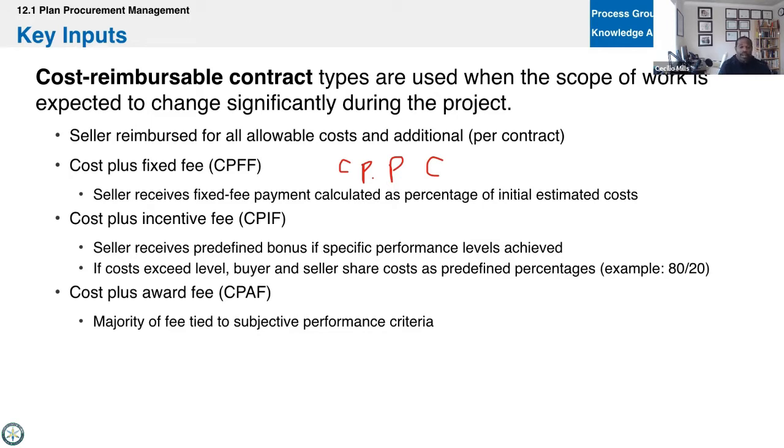Very objective. Versus the cost plus award fee, which is more subjective in the KPIs. You're not really sure if you're going to get it. I would relate this to our personal lives. You go to a restaurant and you pay the cost of the meal, and then you award the waiter or waitress some fee based on how you feel about the service. Was it good or not, type deal, right? So those are the cost reimbursables.